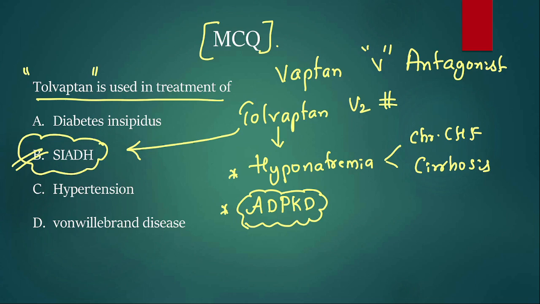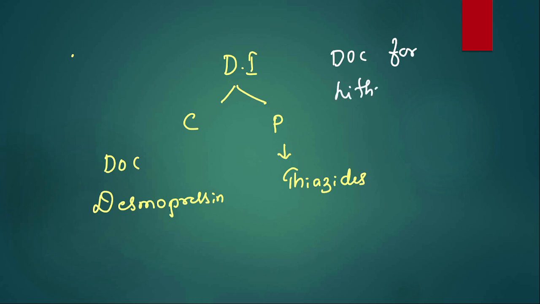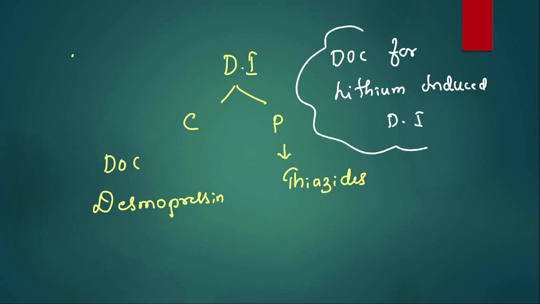Now, since we have some time, I will also discuss diabetes insipidus. Two types, central and peripheral. In central, the drug of choice is desmopressin, and in peripheral, the drug of choice is thiazides. So my question to you all: what is the drug of choice for lithium-induced diabetes insipidus? So try to answer this in the comment section.